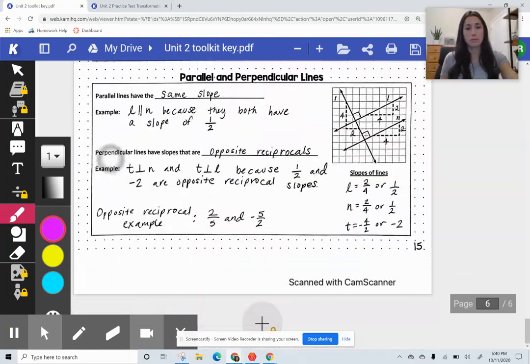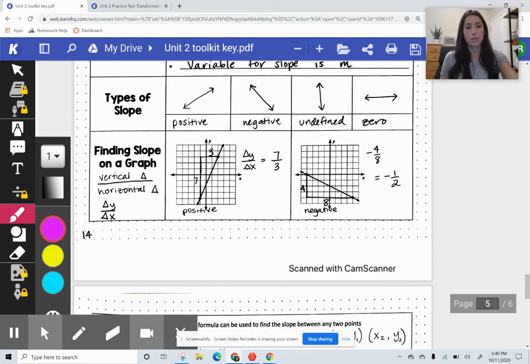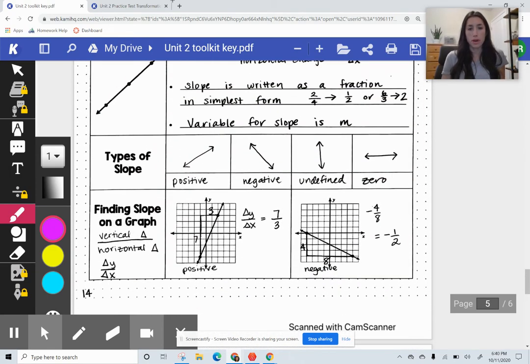Actually, no, it's this way. There we go. Okay, so our 4 types of slopes here, you'll notice we've got positive, we've got negative, we've got undefined, which is a vertical line, and we've got 0. So I'm going to give you a moment to answer those questions. I'm just going to go over one.